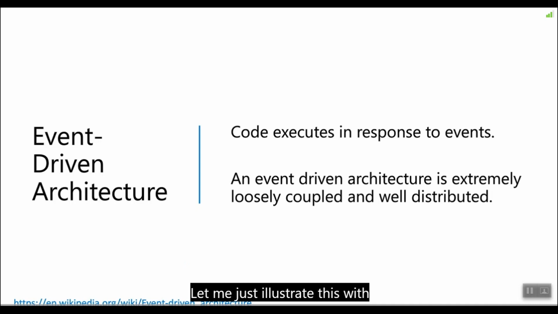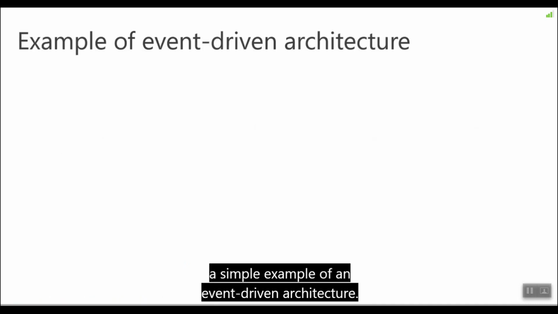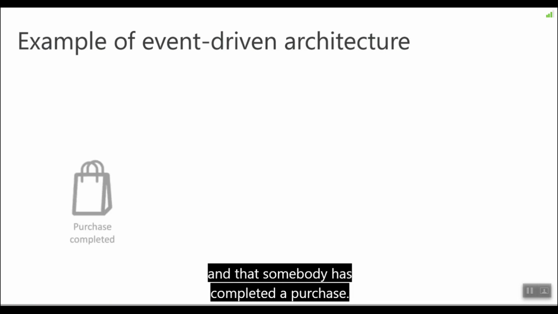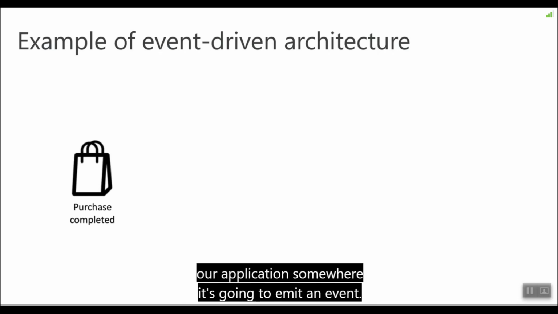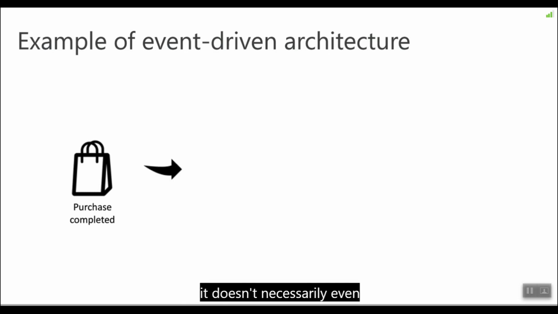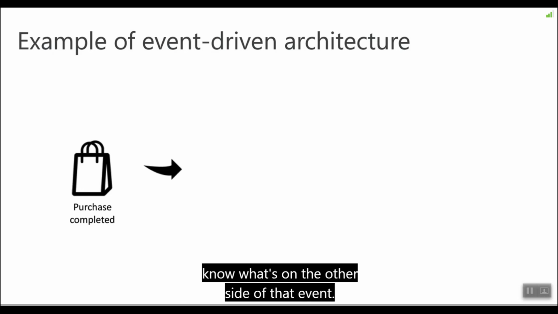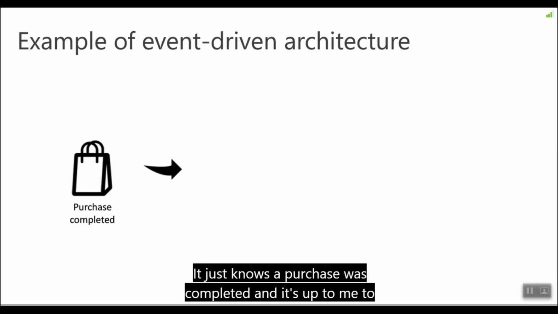Let me just illustrate this with a simple example of an event-driven architecture. This is one of the most basic ones I like to think about. I almost kind of teased it a second ago, which is, let's say that there's a business event in that somebody has completed a purchase. So maybe there's an e-commerce site, a purchase has been completed, and as a result of that purchase, our application somewhere is going to emit an event. Now, when it emits an event, it doesn't necessarily even know what's on the other side of that event. It just knows a purchase was completed. And it's up to me to then subscribe other pieces of my application to that event. What else might care that a purchase was just completed?